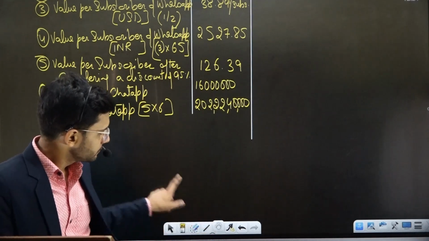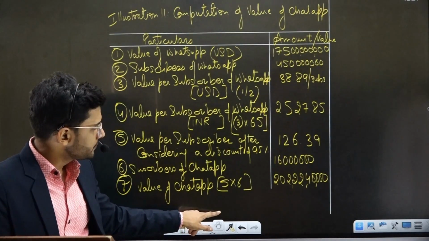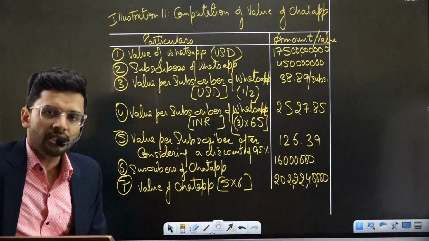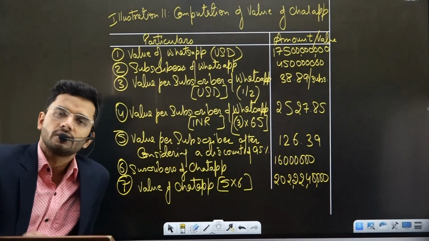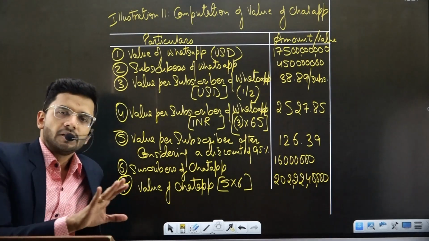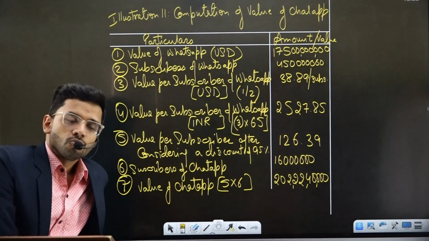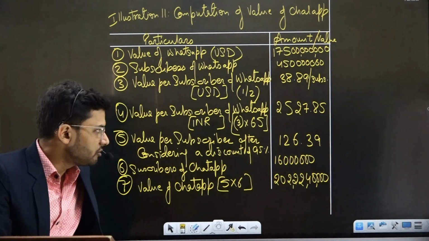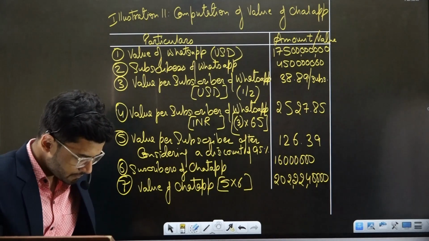Okay. So please write the conclusion. I hope you understood the point, guys. Point is, we need to compute a unique multiple. This multiple is very different from the multiple which we have used in our earlier computations. This multiple is a unique multiple, which is value per subscriber. So using this multiple, we can actually compute the value of our company, which is chat app.